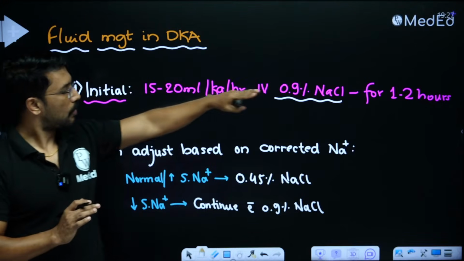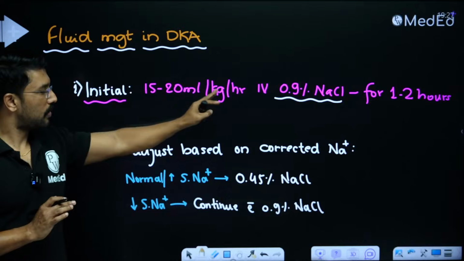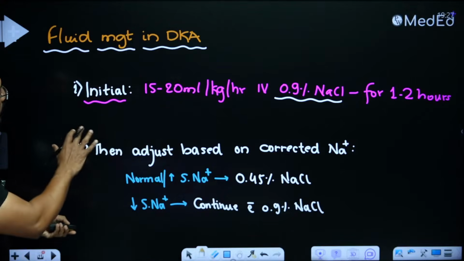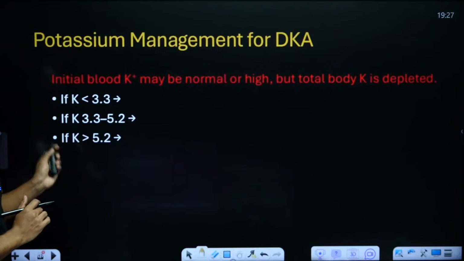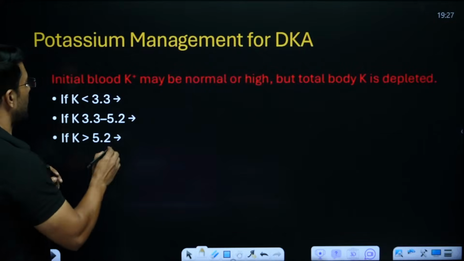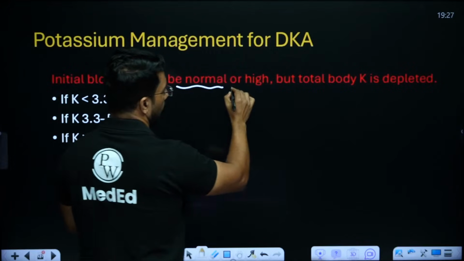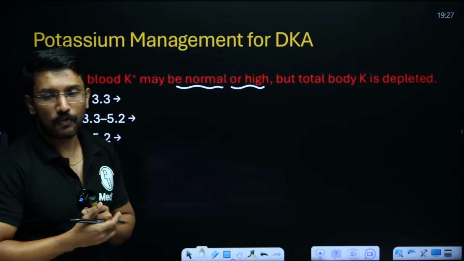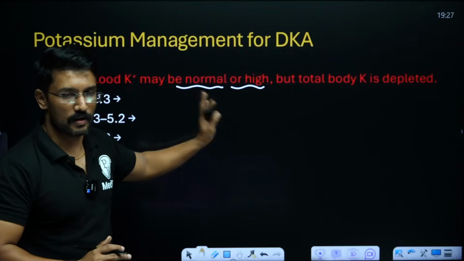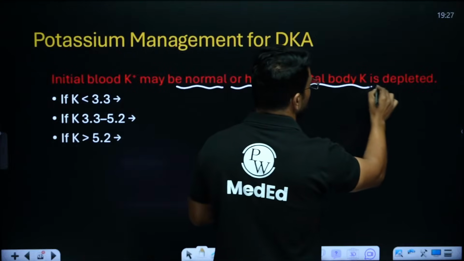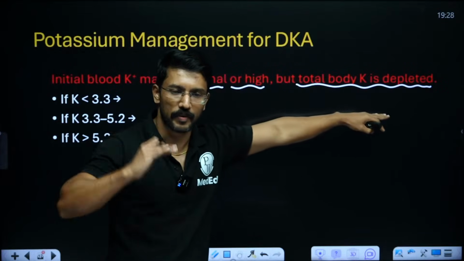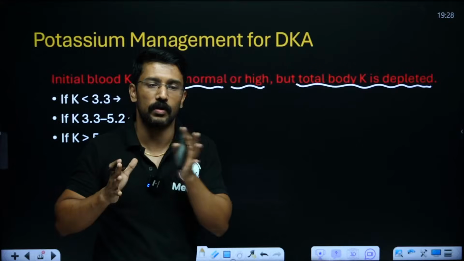So you are giving normal saline 20 ml per kg per hour for the first 2 hours, right? After that, maintenance fluid. Now that was about fluid management. The next thing is the management of potassium. Usually patients with DKA may have normal or high potassium at the time of presentation. Whether it looks normal or high in the blood, their total body potassium will be depleted. In absolute insulin deficiency, their total body potassium will be reduced. So that's why I have to think about giving potassium also.